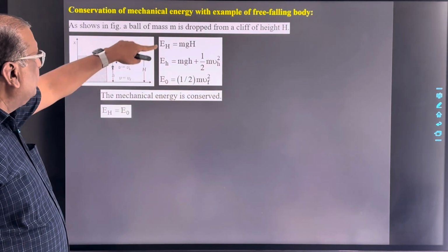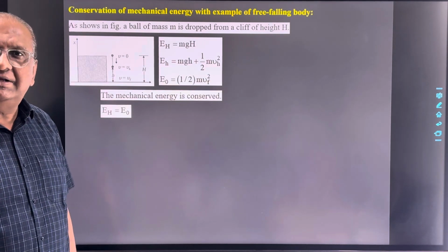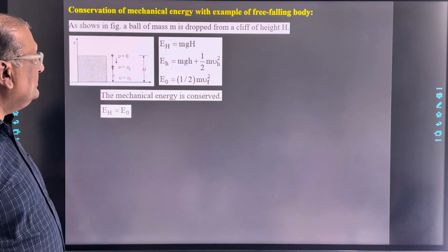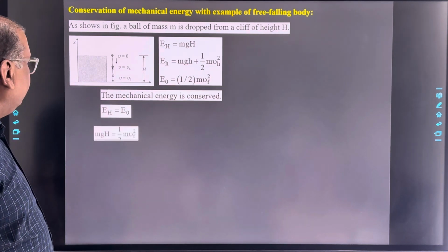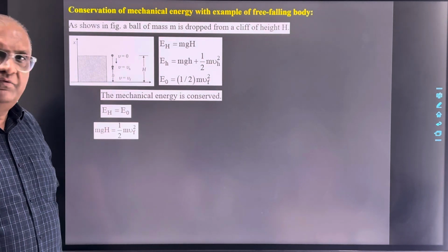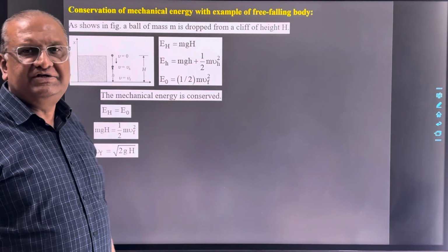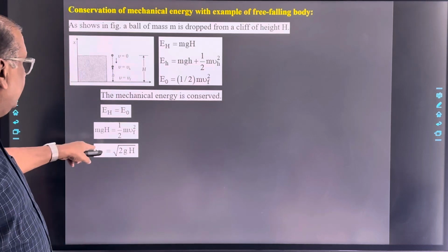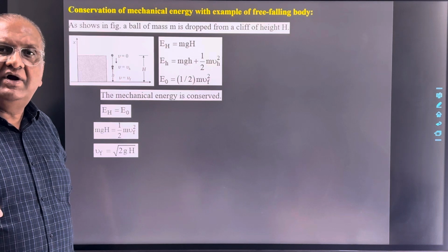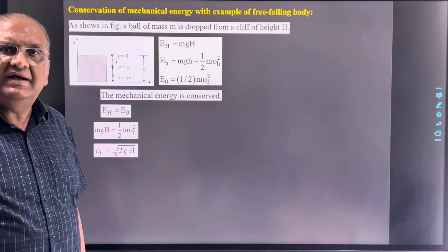Now see here, if we compare these two equations, EH and E0, because at any position the mechanical energy is conserved, EH equals E0. So half m vf square equals mgH, m will be cancelled, so we can write vf equals under root 2gH. In this way we can calculate the velocity of the body when it hits the ground, when it is freely falling from height H.